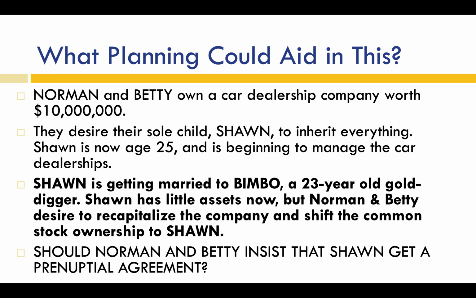It took Sean several years to get through college. But now he's 25. He's beginning to manage a car dealership. He's getting married to Bimbo, a 23-year-old gold digger. At least Norman and Betty think she is.